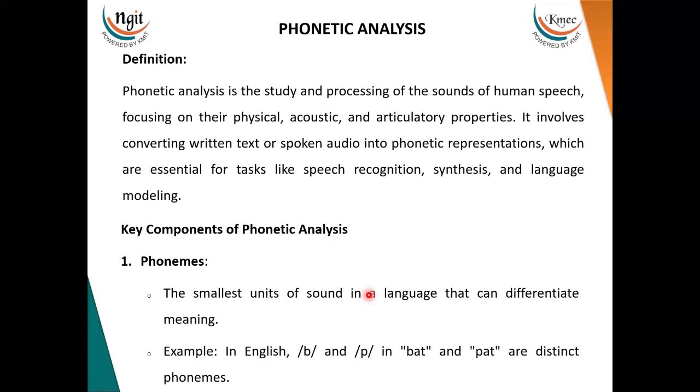Or if we consider the alphabet K, for example, the initial sound in cat versus not is also an example which tells you about the phoneme. And the vowel part in cat and cot is another very good example. The vowel sound in cat versus the vowel sound in cot can be very well understood. So that is a phoneme, the smallest unit of sound in a language that can differentiate meaning.